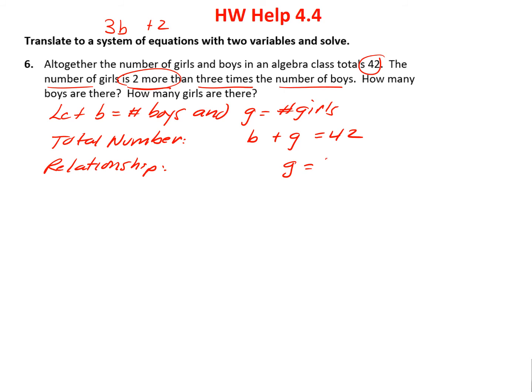So let's start with the 3 times. 3 times the boys plus 2 more. That's the part of this you've got to get right. And now it's already set up for a substitution problem, so let's do it. If the girls equal that, then let's just do that and put it in there.